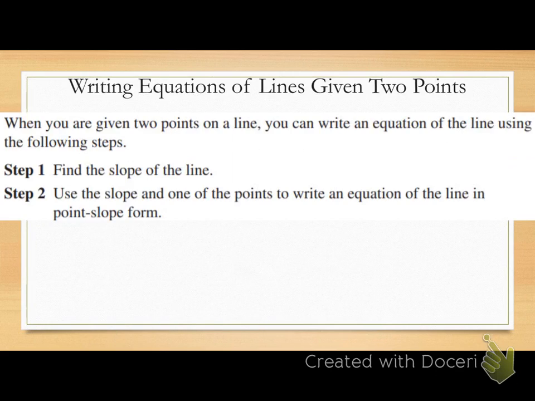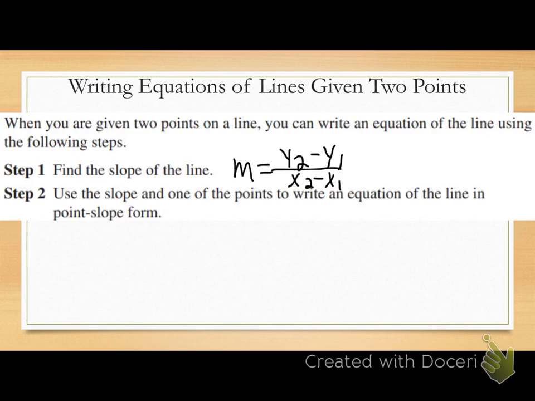Yeah. All right. So when you are given 2 points on a line, you can write an equation of the line using the following steps. Step 1, find the slope of the line. What are the 2 ways 2 days ago that we found the slope of a line? My slope formula, y2 minus y1 over x2 minus x1.